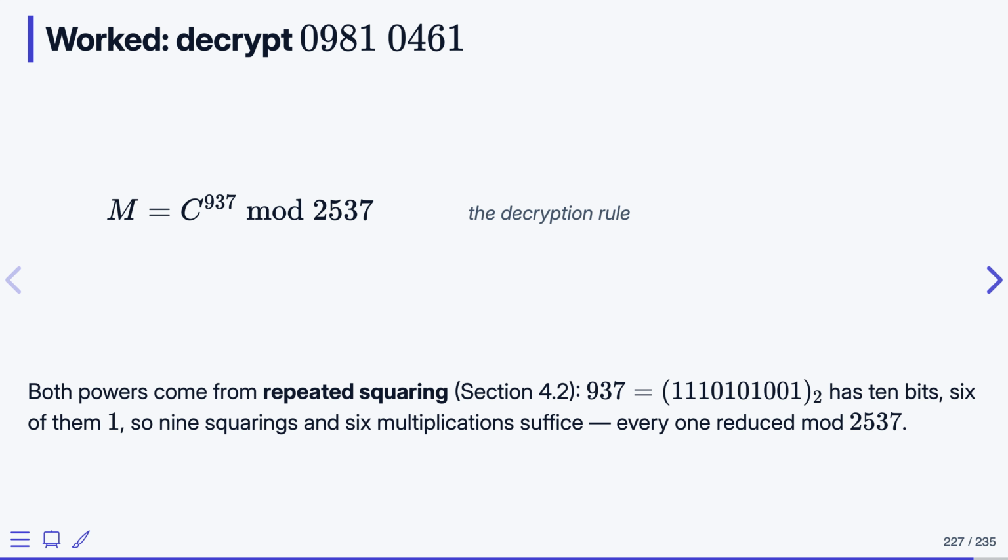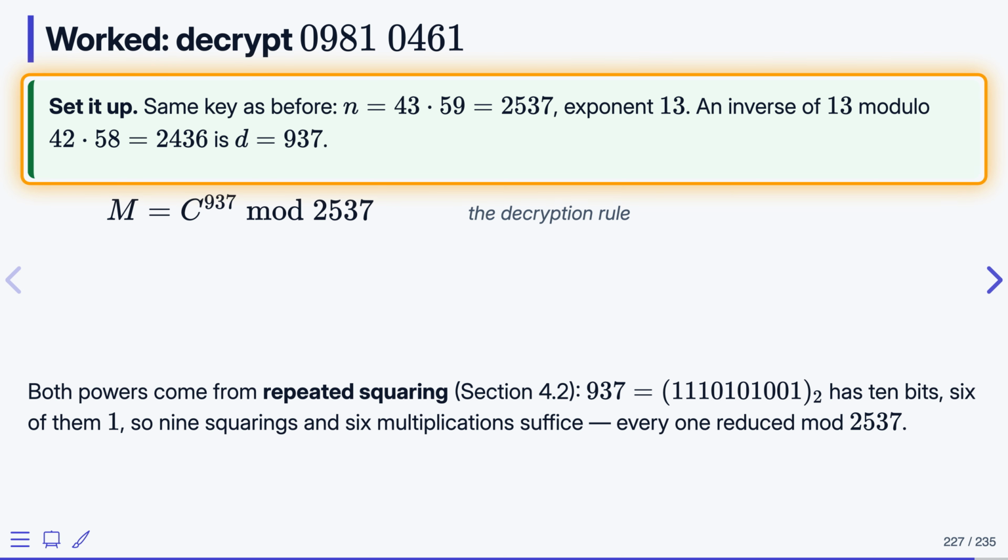Let's decrypt a real message. Someone sends us 0981 0461. Set it up. It used the same key as before. So N is 43 times 59, which is 2537, and the exponent was 13. The inverse of 13, modulo 42 times 58, which is 2436, is 937. So D is 937.